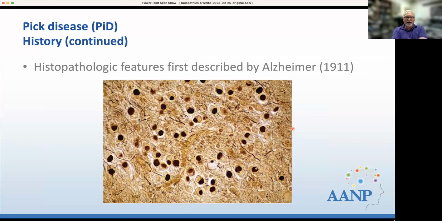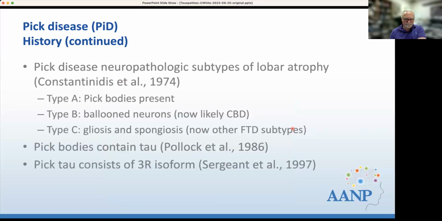Interestingly, the first histopathologic description of Pick disease is ascribed to Alzheimer himself in 2011, and Alzheimer used the same silver stain that was used to identify the tangles and plaques of Alzheimer's disease to identify these ovoid accumulations within the dentate gyrus of the hippocampus, as well as in the pyramidal layer of the hippocampus and in the adjacent temporal lobe. And these he termed Pick bodies.